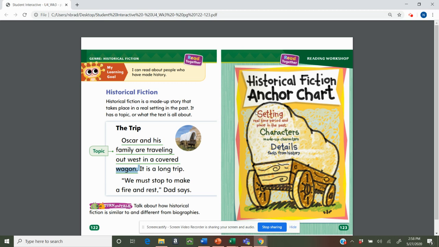I'm going to name each section and I want you to repeat after me. Setting. Very good. Setting. Characters and details.